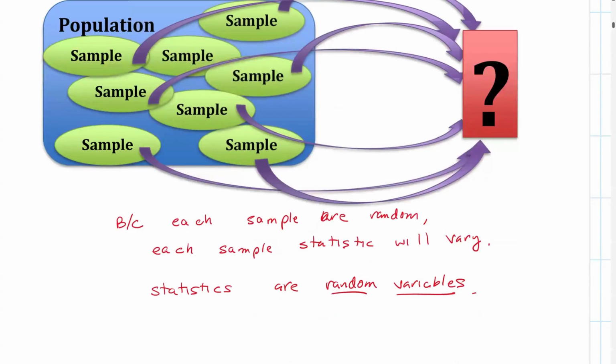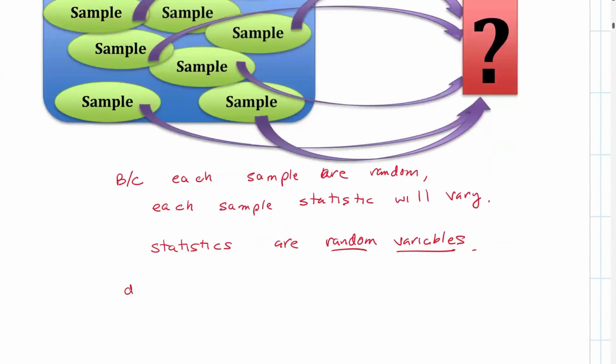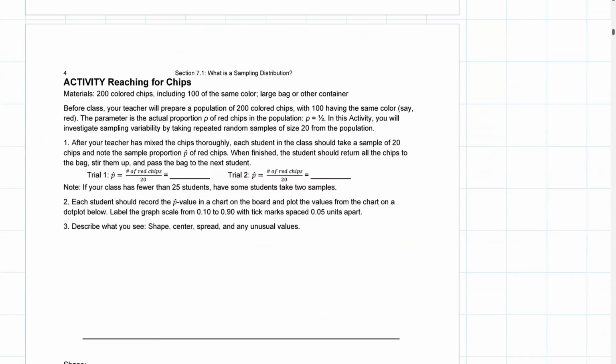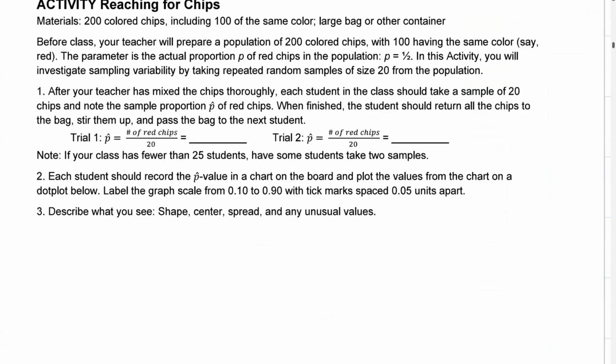And everything that we learned in chapter 6 about random variables comes to apply here. Now, what do we do with random variables? We tend to look at the distribution of random variables and look at their shape, at their center, and at their spread. So let's think about doing that for our statistics.